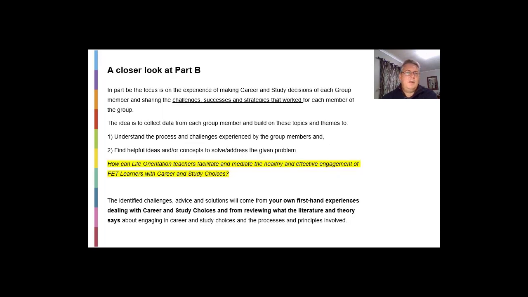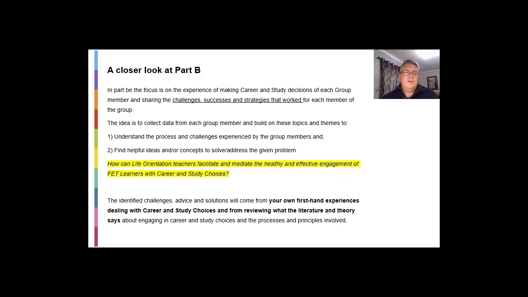Right, so now let's take a much closer look at part B. Part B, I would say, is really the backbone of this assignment, a very big focus of it. So in part B, the focus is on the experience of making career and study decisions of each group member, and sharing the challenges, successes, and strategies that worked for each member of the group.